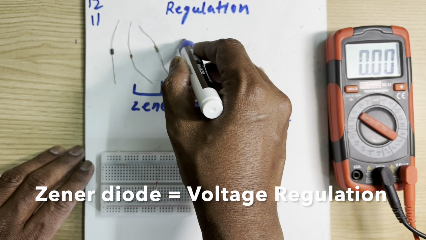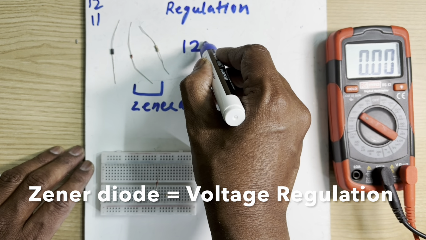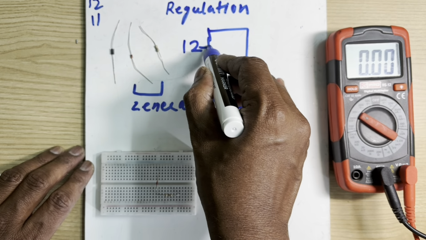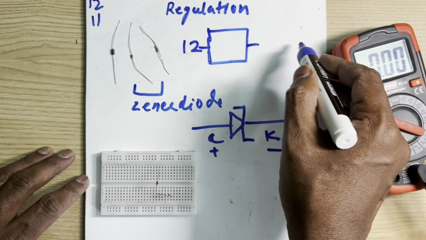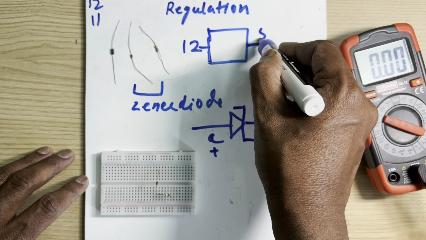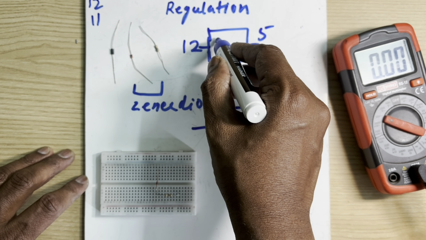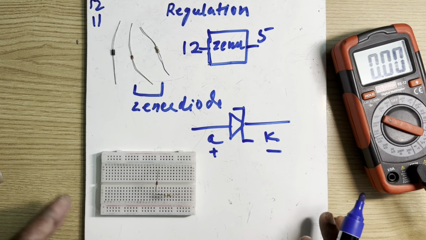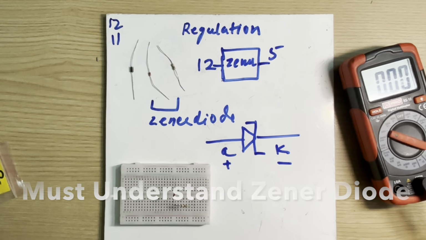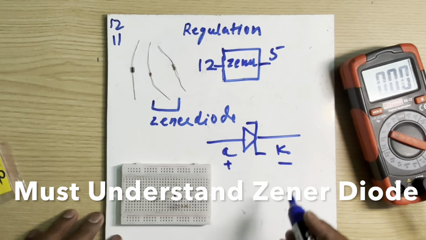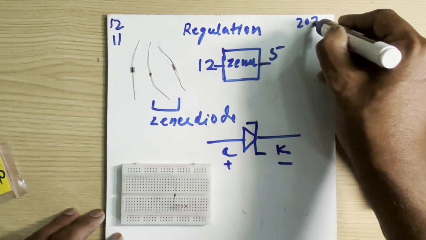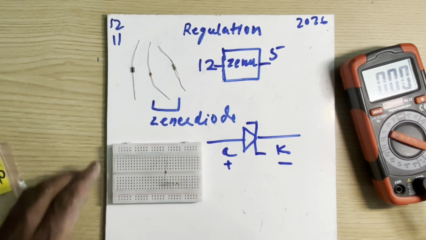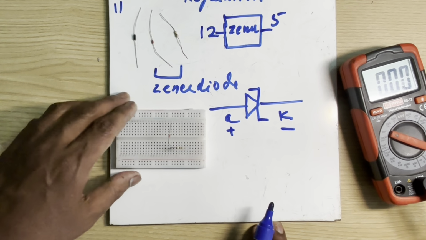What do you mean by regulation? Regulation means, suppose you have a 12-volt battery and a charger like your mobile charger, but your mobile charger needs 5 volts. So here the Zener diode comes into action. It's still the most popular component today, even in the era of AI. In 2026 also, the Zener diode is a very important component for understanding basic electronics.